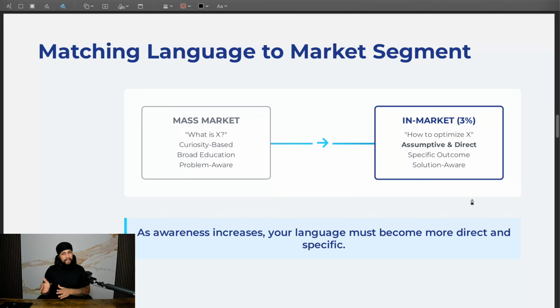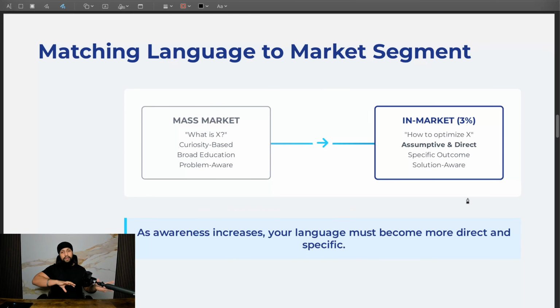Okay, in the in-market demographic, these are people that are actively looking for a solution with cash in hand. This is where you want to be assumptive and very direct. Okay, you want to be giving the specific outcomes. Okay, and you are going after more solution aware people. Okay, for example, if we're using lead generation as your service, say having a piece of content or an ad that says what is lead generation, you are trying to educate people, and it's harder to convert those people onto your offer because they are less educated.